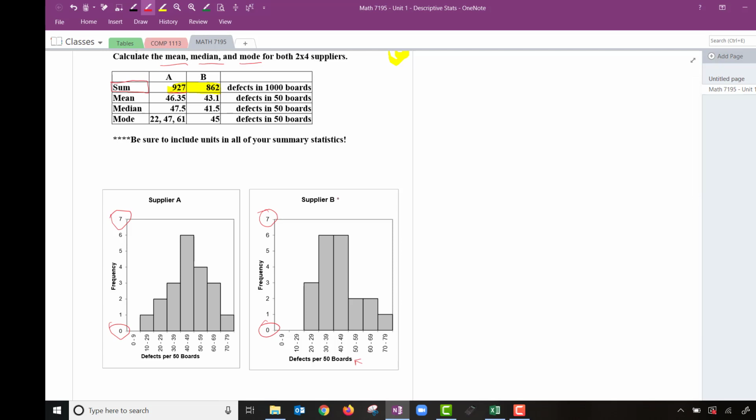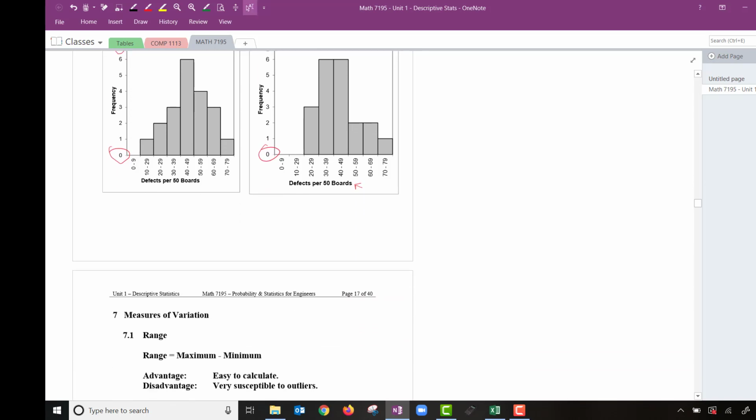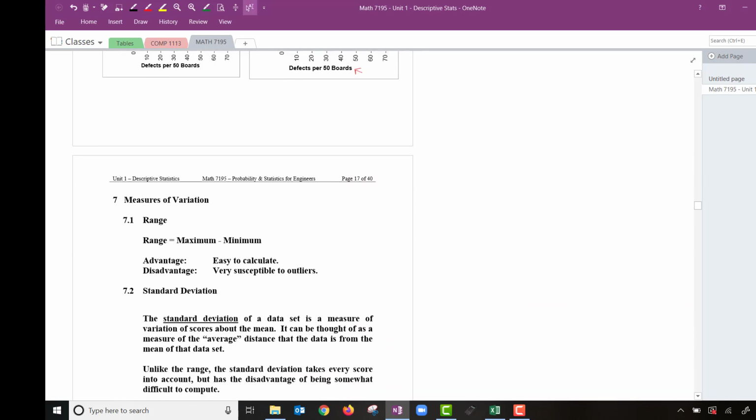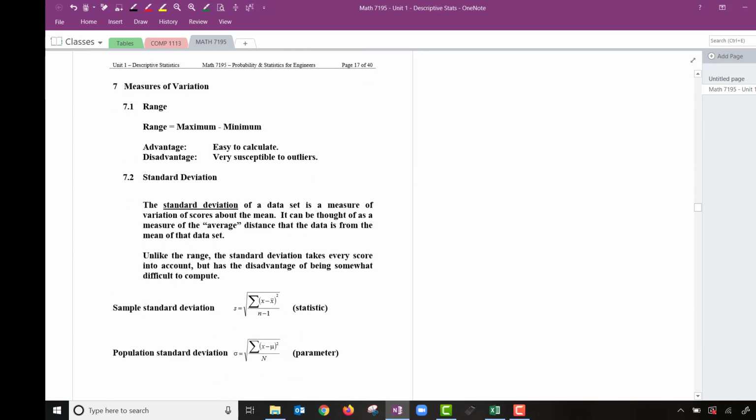2x4s collected on 20 different days from two companies, or just more detail to help the reader if they jumped straight to this plot first before looking at anything else, which often readers do. So those are our measures of central tendency, at least the main ones.